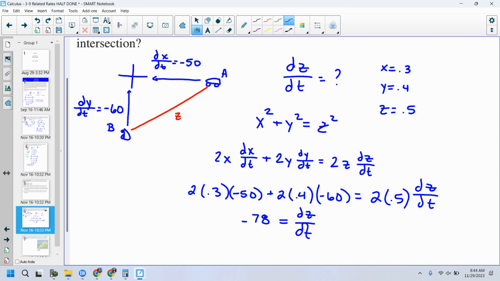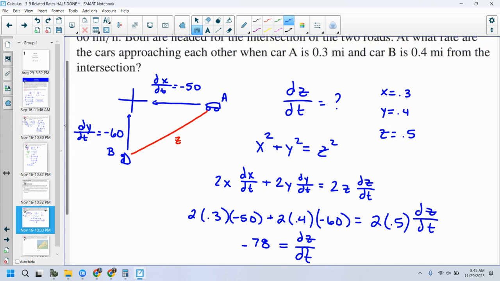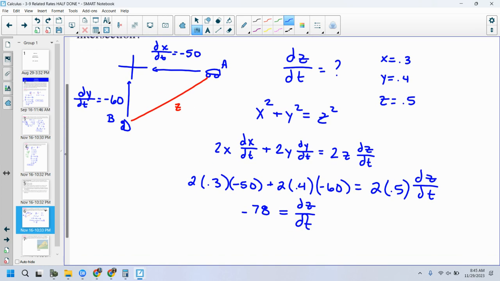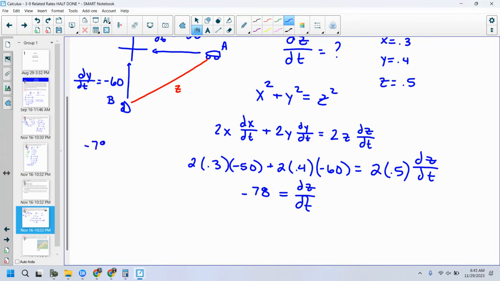Why is it negative? Because again, they're coming closer together, right? The distance is closing in on one another, so the rate at which it's changing is going to be negative. So that's why we say it's negative again. So negative 78 is dz/dt. Let's figure out what the units are. Well, this is all in miles per hour. So negative 78 miles per hour. If you gave me 78 miles per hour, that would be totally fine. If you just used the positive, that would be fine. Questions about that one?